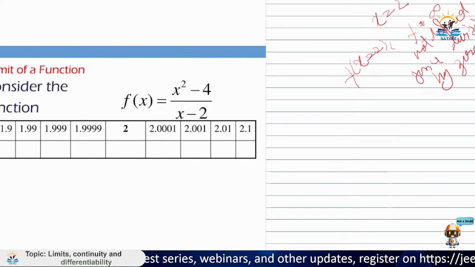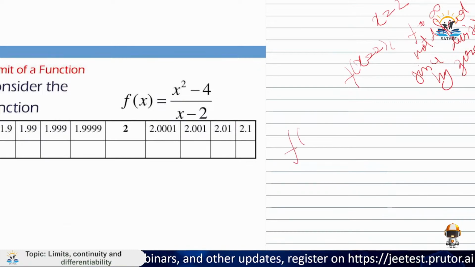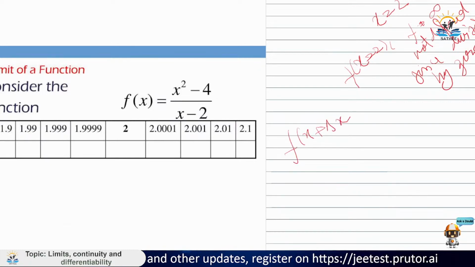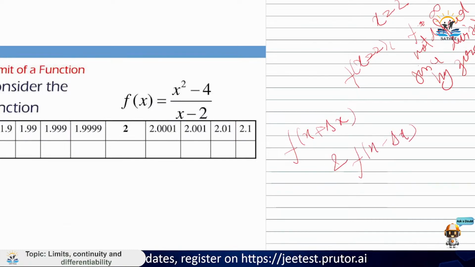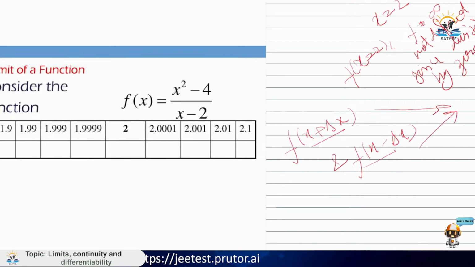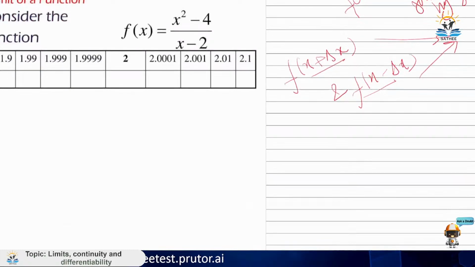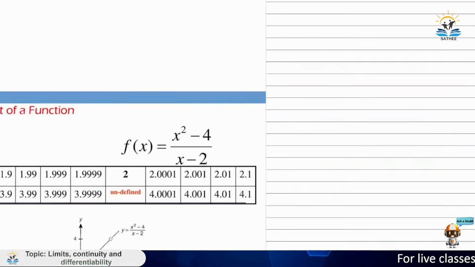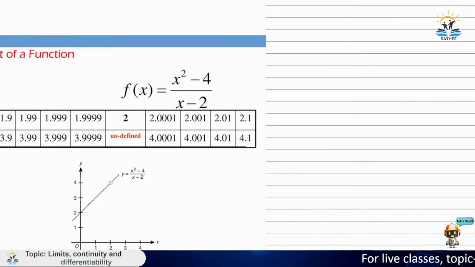What do we mean by limit? By limit, we mean that we find the value of f of x plus delta x and f of x minus delta x. In most cases, these values converge to a single point, and that is the limit of the function. So let's see the outcome. Let's try calculating the value of f at x equals 1.9, 1.99, and so on. These are the values that you observe.